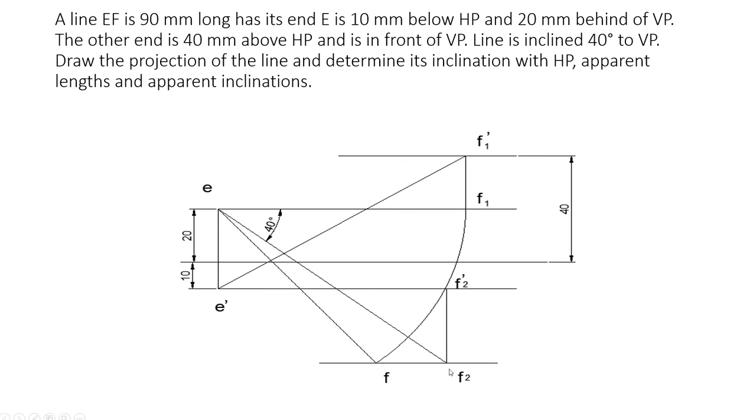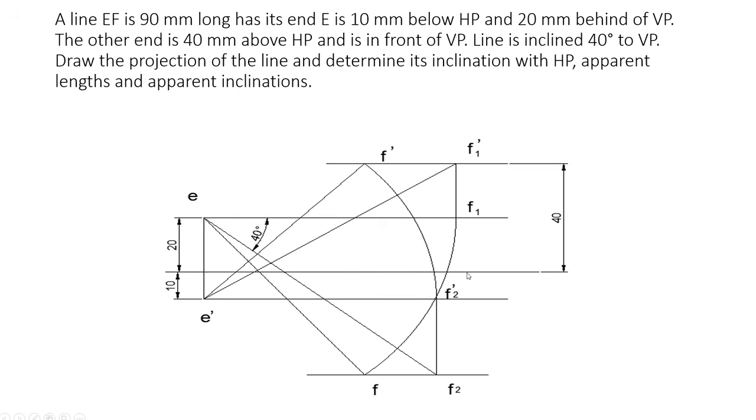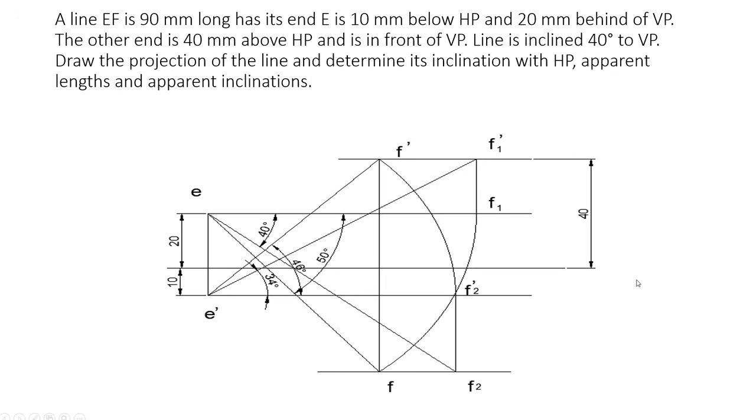Similarly, draw a vertical line from the point F2 to the locus of E dash, and name that point as F2 dash. So with E dash as center and E F2 dash as radius, draw an arc like this to the locus of F1 dash to get the point F dash. Connect E dash F dash. So this E dash F dash is the front view and EF is the top view.